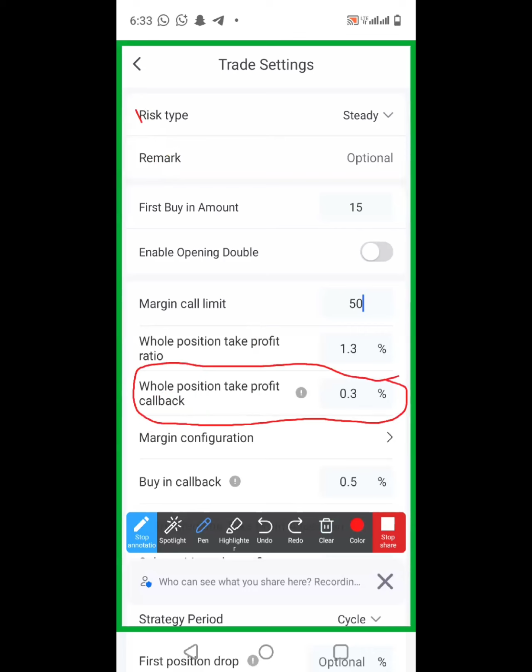Are you with me? That one is take profit, my leader. Take note, O position take profit. No, I'm talking about callback here. Yes, O position take profit callback is for when it's going to take profit, and the other one is for buying. Take note, yes please. Thank you, my leader. Yes, my mind was not there.